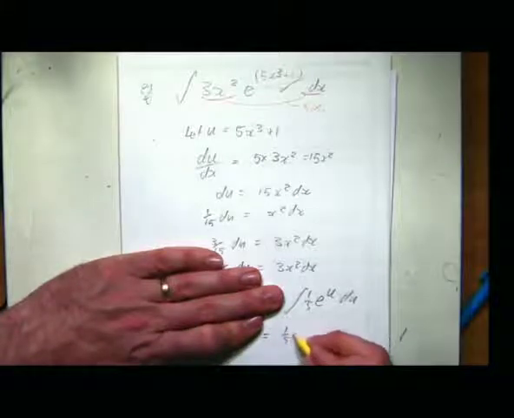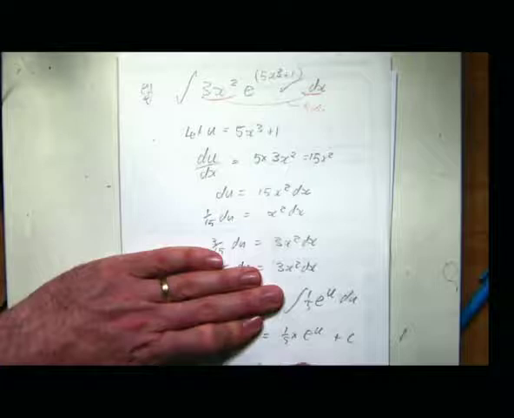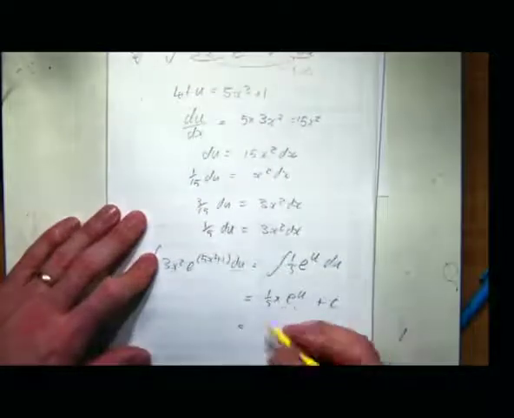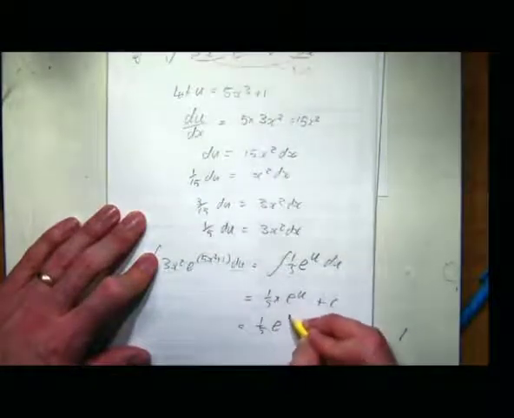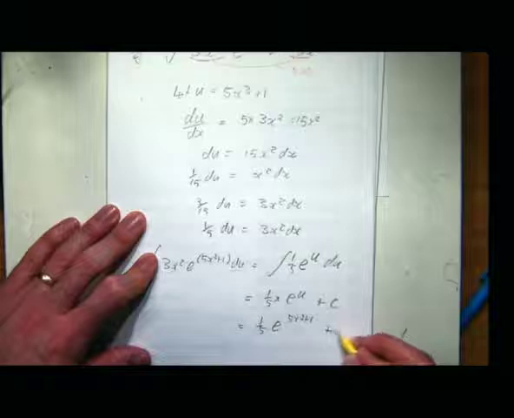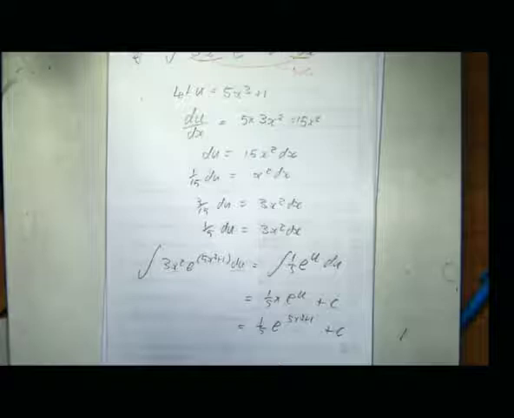A fifth is still there because it's multiplied on. The integral of e to the u is e to the u, and there's a plus c. But the u is really e to the 5x cubed plus 1. And that's how substitution works. The only other thing that will happen in substitution is that the limits might change, and you might have a definite integral.